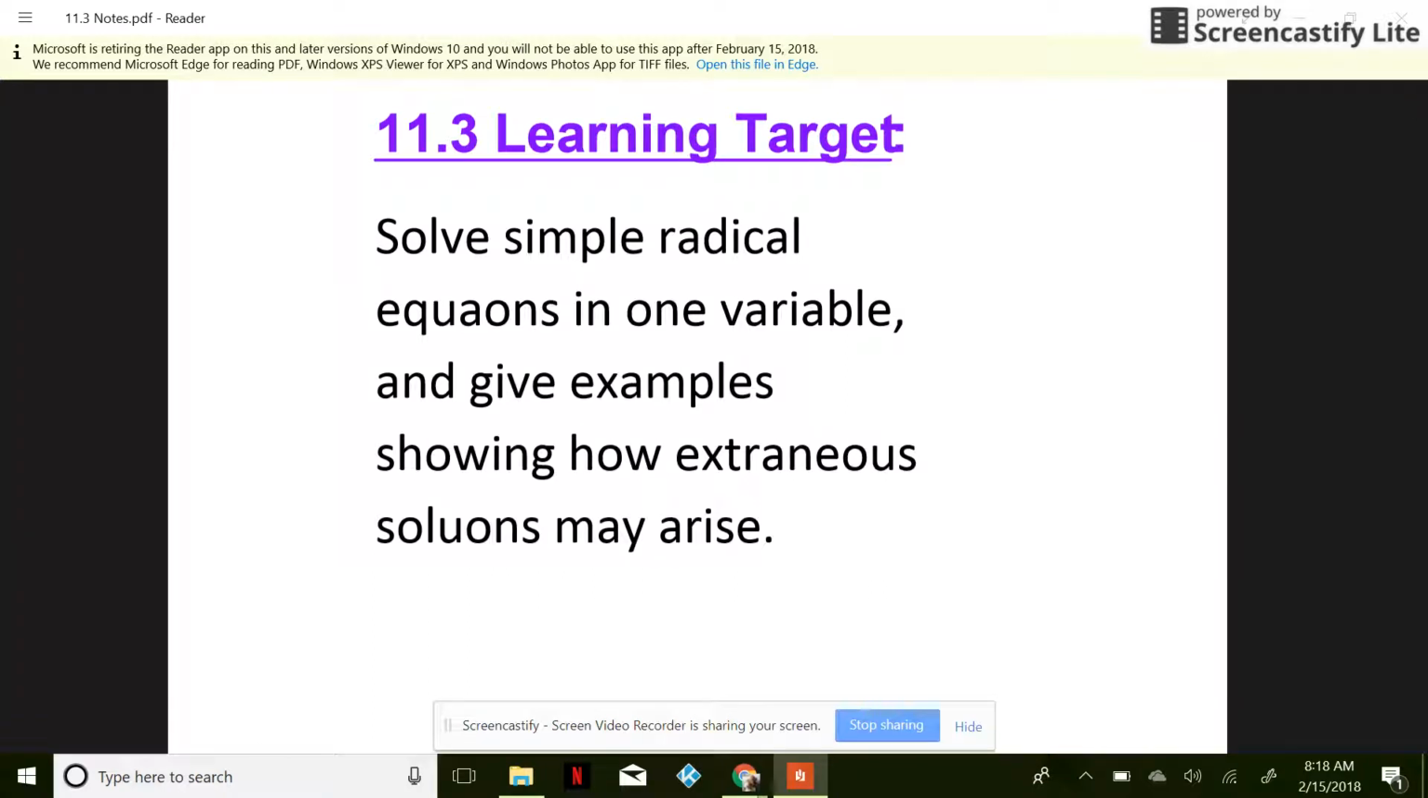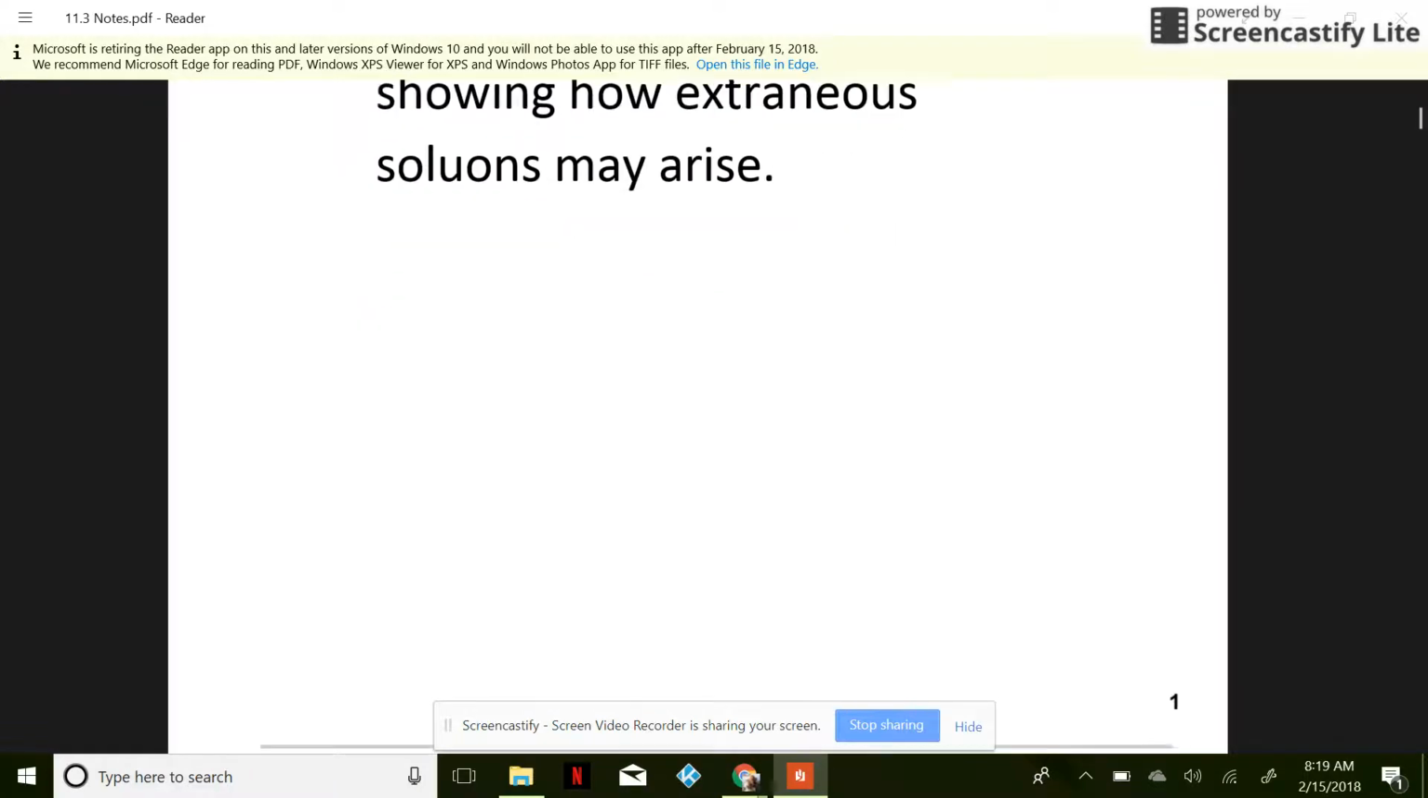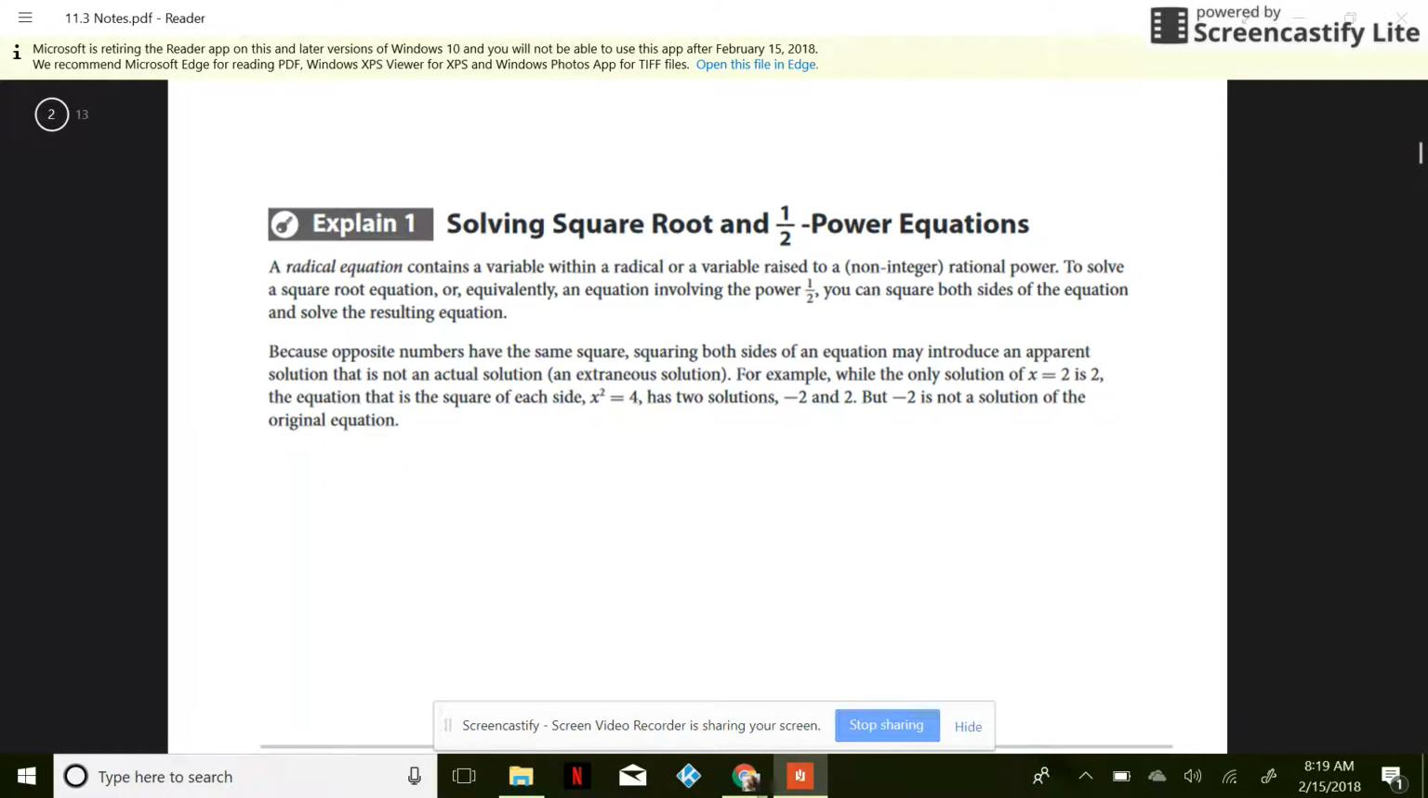We're looking at section 11.3. We're going to be solving simple radical equations in one variable and then give examples showing how extraneous solutions may arise. So if we want to solve a square root or 1/2 power equation, a radical equation contains a variable within a radical or a variable raised to a non-integer rational power.